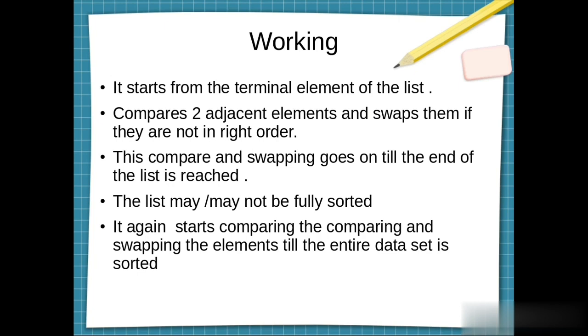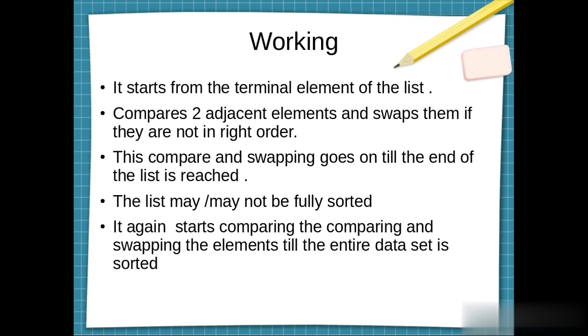So how does it work? We start from either the first or the last element, the terminal elements of a list. We compare the two adjacent elements. So we compare 1 and 2, and if the order of the elements is wrong, then we swap them. Then we compare 2 and 3. If the order is wrong, we swap. If the order is correct, we don't swap them. We just move on to the next element. This goes on until the end of the list is reached, and there we stop.